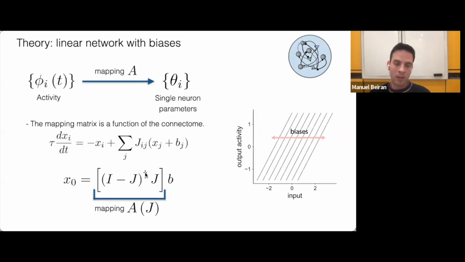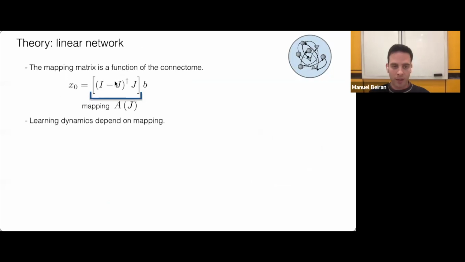So here the dagger corresponds to the pseudo inverse. I is the identity matrix, and J is the connectivity matrix. The important thing is that we just have one simple matrix that relates single neuron parameters with activity. So that's the first step, finding that mapping. Once we have that mapping, we can predict what the learning dynamics of the biases are going to look like.